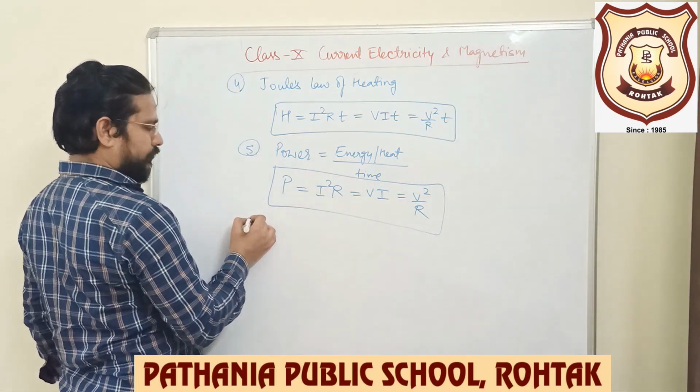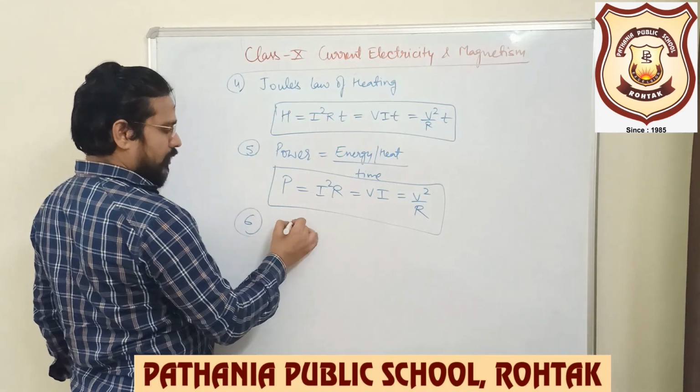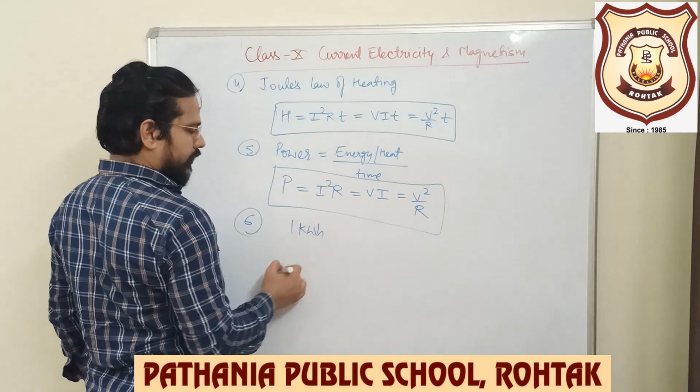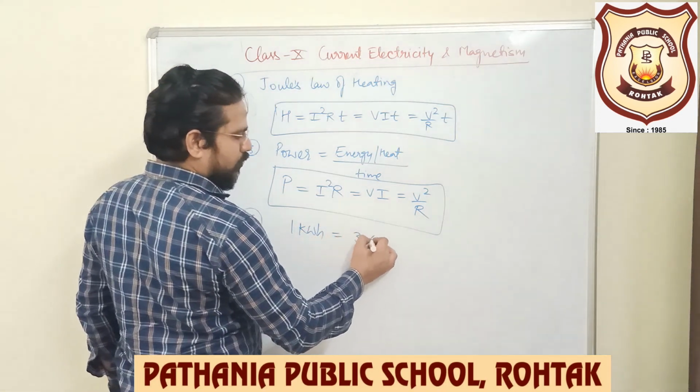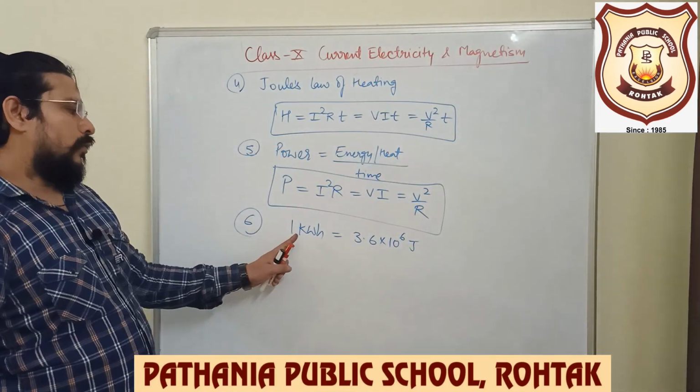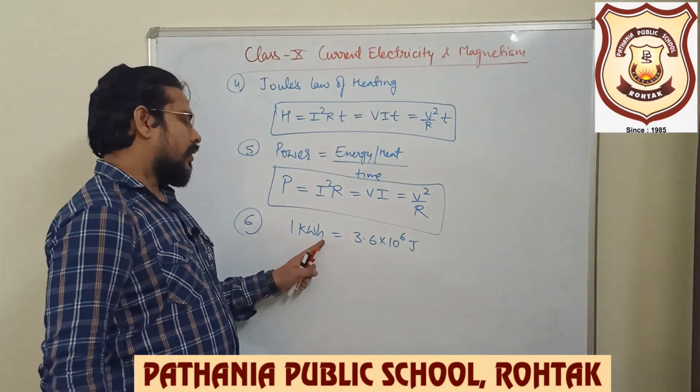And 6. 1 kilowatt hour, that is our commercial unit of energy, is equal to 3.6 into 10 to the power 6 joule, energy consumed by 1 kilowatt device in 1 hour.